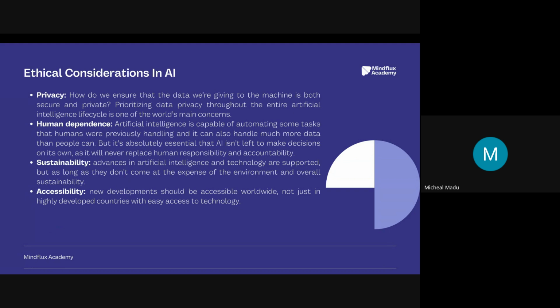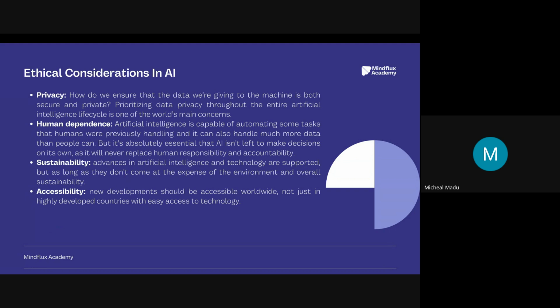Those are the distances we have to look at. We have to prioritize data privacy throughout the entire artificial intelligence life cycle. Now, this is one of the world's main concerns: how to make all the data that is sent out private. Which is what I'm saying is still something that is still being struggled with.